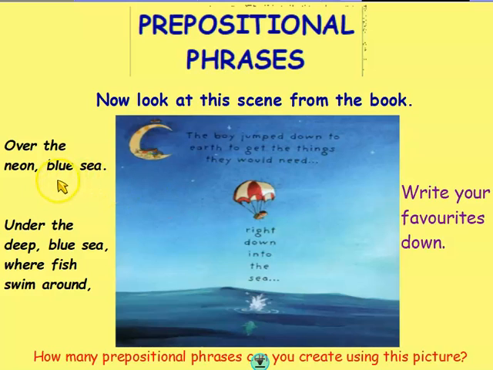And what I mean by a phrase, it's a little bit more than the preposition. So you're adding where or what they're doing with the preposition. So over the neon blue sea, or under the deep blue sea where fish swim around. Okay, see if you can make a list. Try to get to at least 8, if not 10. Off you go.